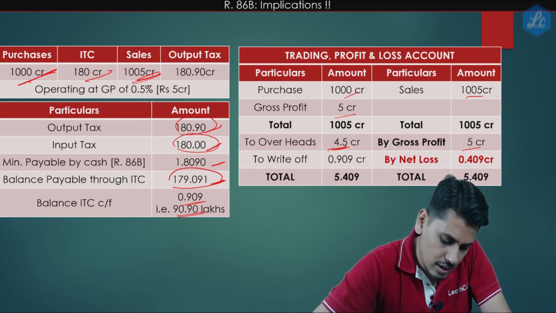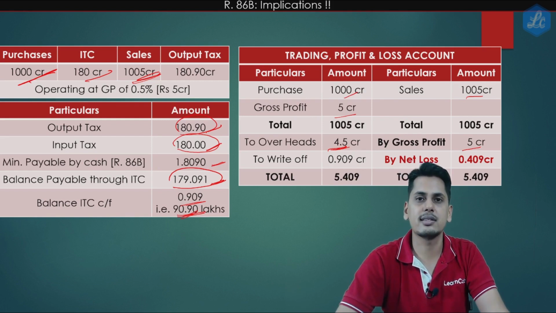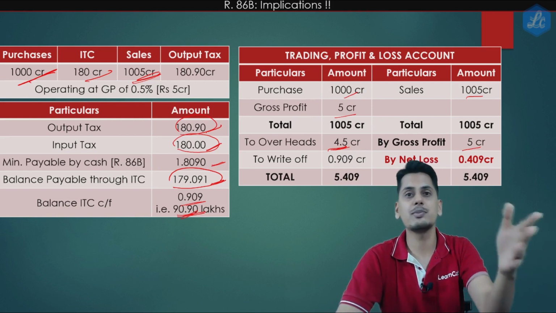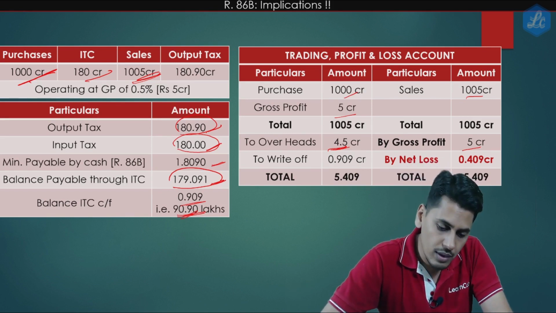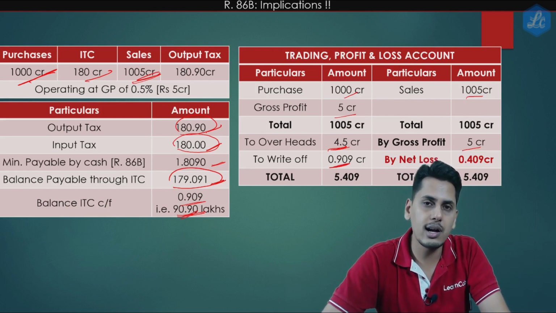And this 90.90 lakhs which is lying in my current assets, I don't have any purpose of this. I will not be able to utilize this because of your rule 86B. I will have to write off this as well. So now I read this 90.90 lakhs, I expense it off to my profit and loss account.